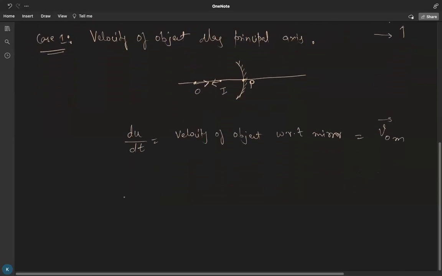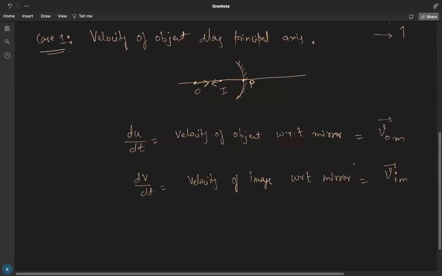Now the second thing is dv by dt. You are all familiar with what v is: it is nothing but the distance of the image from the pole. When we differentiate the distance of the image from the pole, we get the velocity of the image. So this is our velocity of the image with respect to the mirror. This is the way to represent it.